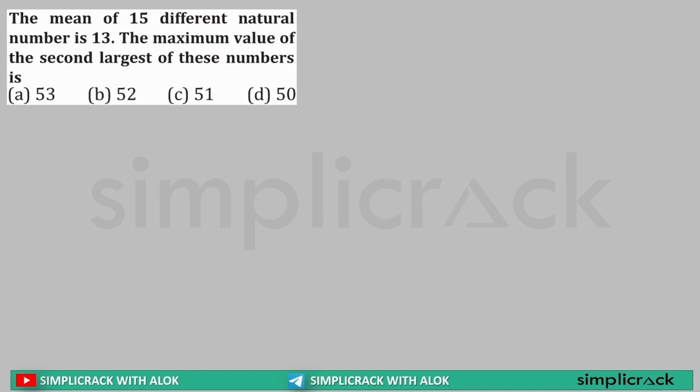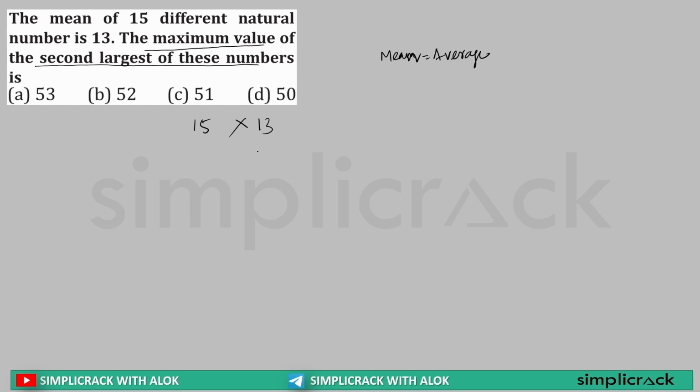Okay, next. So the mean of 15 different natural numbers is 13. This question was skipped in the last class. What it is saying? The maximum value of the second largest of these numbers. Now understand this. For example, 15 numbers, their average is 13. Mean means average. Mean has a simple meaning, that is average.